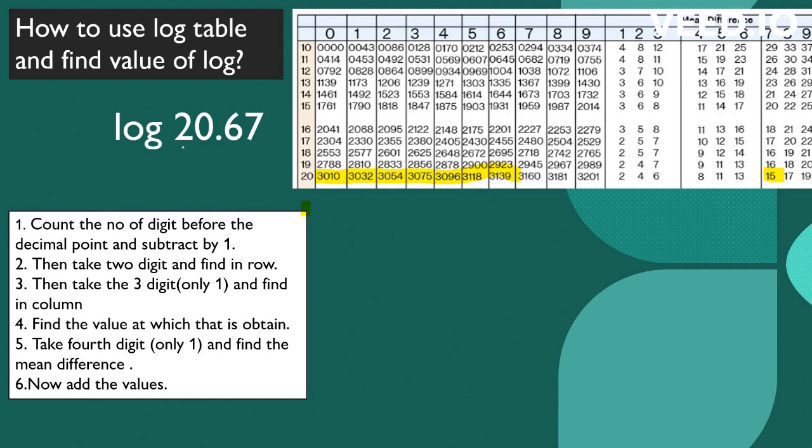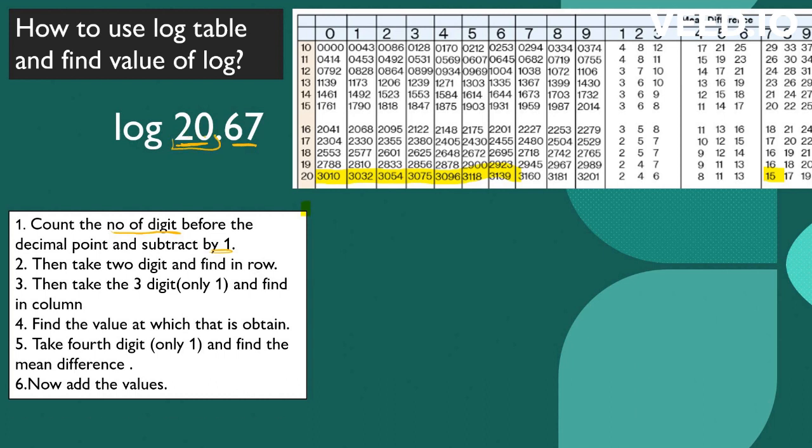From our previous knowledge, 20 is the characteristic, 67 is the mantissa, right? Now count what are the steps for it. So let's go step by step. First, count the number of digits before the decimal point and subtract 1.